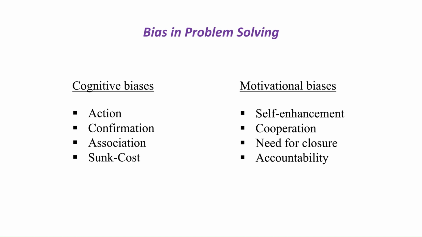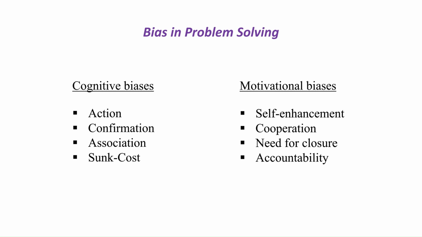Need for closure. This bias refers to the desire for quick solutions and closure, which might lead individuals to settle for the first reasonable solution rather than considering multiple options thoroughly. Accountability. This bias involves making decisions or solving problems while considering the fear or avoidance of being held accountable for the outcome. It might lead individuals to make decisions that minimize personal responsibility, even if those decisions are not the most effective.